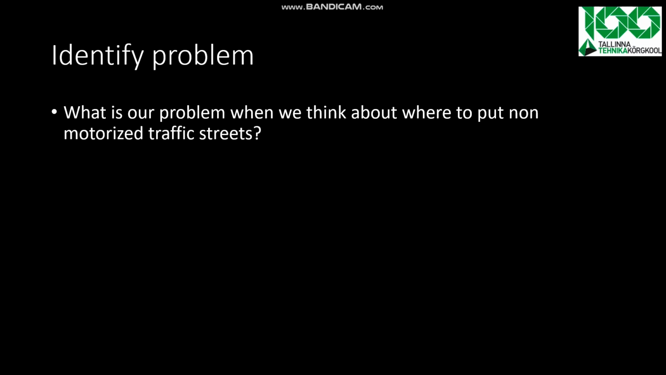First one is to identify the problem. So we could ask ourselves, what is our problem when we think about where to put non-motorized traffic streets? The problem is we don't know where people want to go, and why they want to go there.